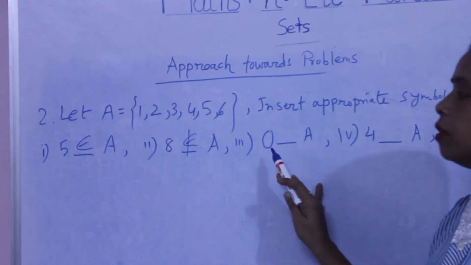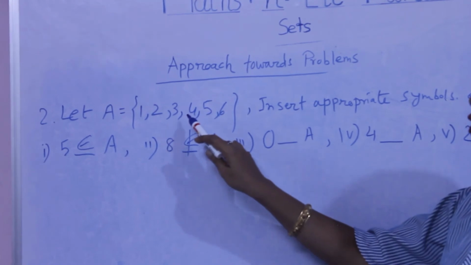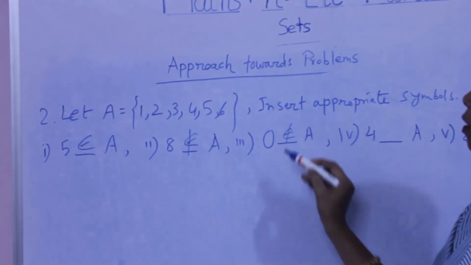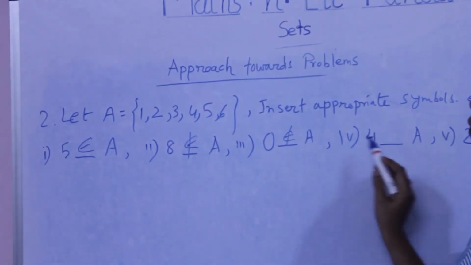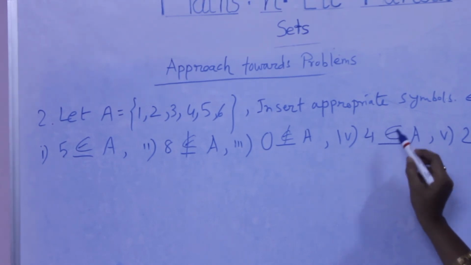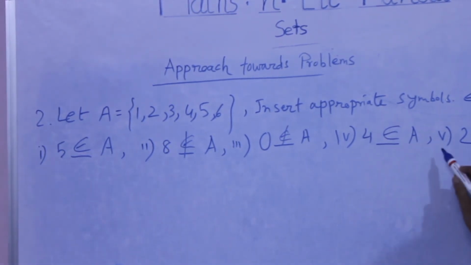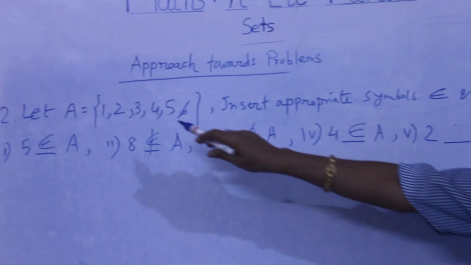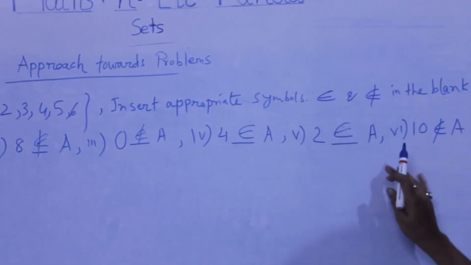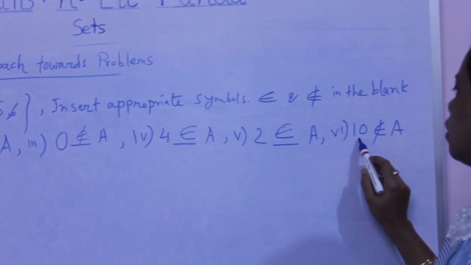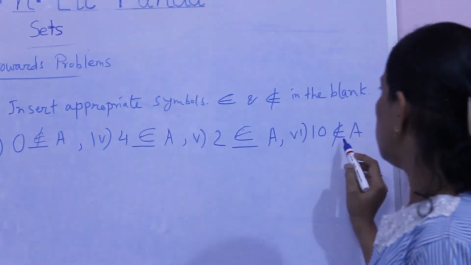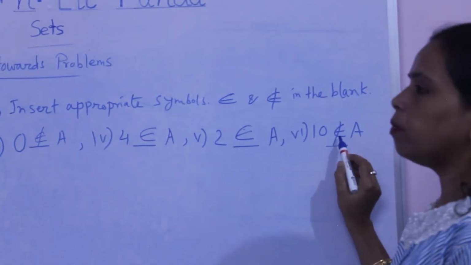Now question number 3. Does 0 belong to this set? No. So 0 does not belong to A. 4 belongs to set A. So we put the belongs to sign here. Now question number 5. Does 2 belong to set A? Yes. So belongs to. Now 10. Does 10 belong to set A? No. So we have to put here not belongs to.